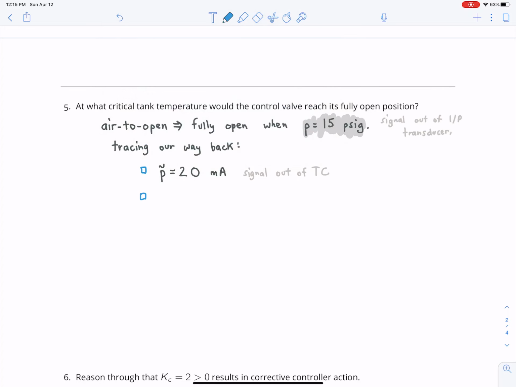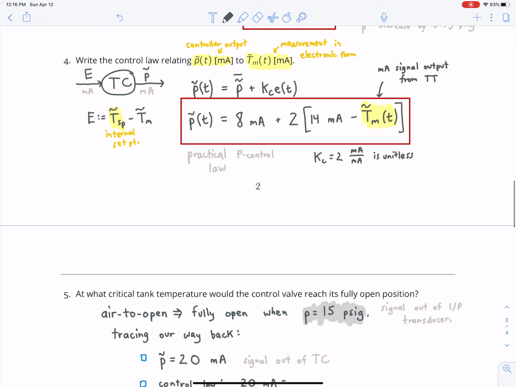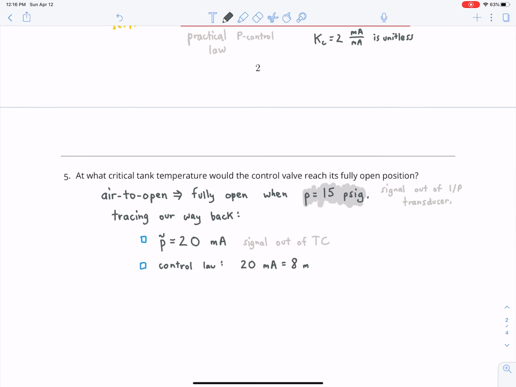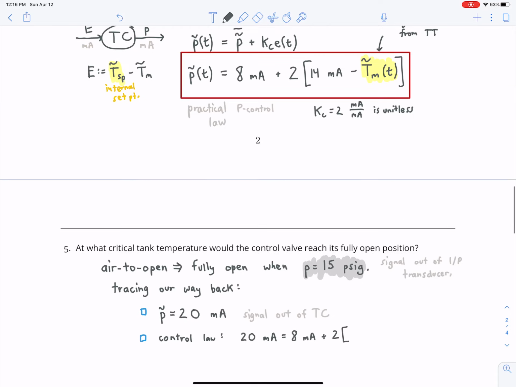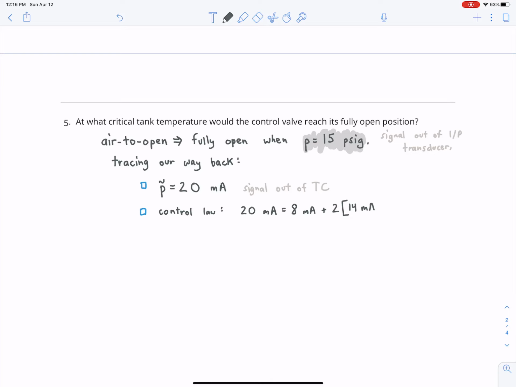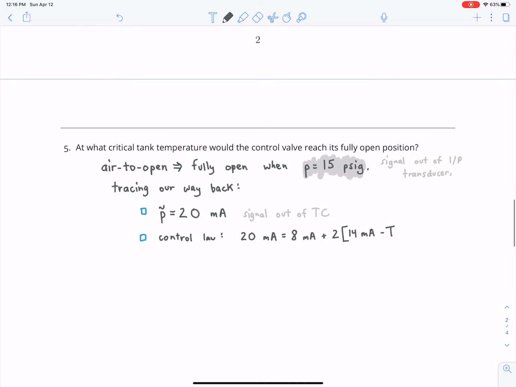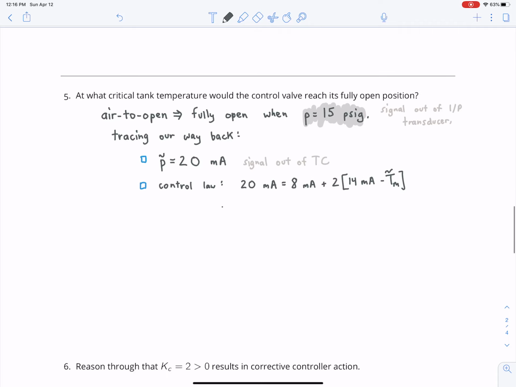And so if that's a signal out of the controller, well, we have our control law, right? To satisfy the control law, that means 20 milliamps is equal to, and we'll look at our control law, 8 plus 2 times internal set point, 14, minus Tm tilde. And what we can do then is solve for what Tm tilde is, okay? So what this implies is 20 minus 8 is 12, 6 is 8, so Tm tilde equals 8 milliamps.